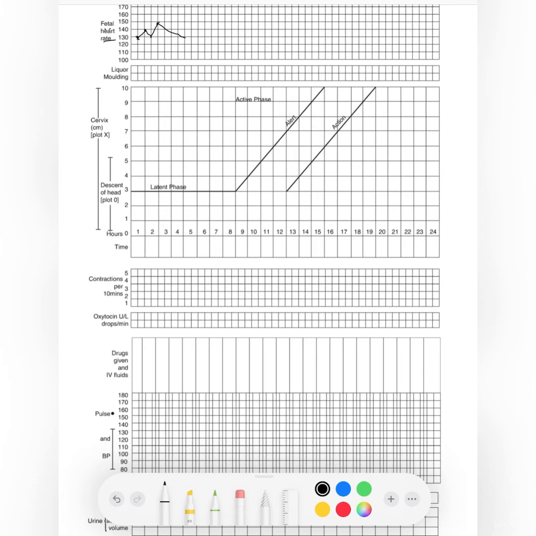For liquor, suppose we find meconium, then we write M for meconium at 30 minutes, and so on. Molding, suppose we find 2 plus, then we mention 2 plus. Okay, and this is about the fetal part, that is part 1.